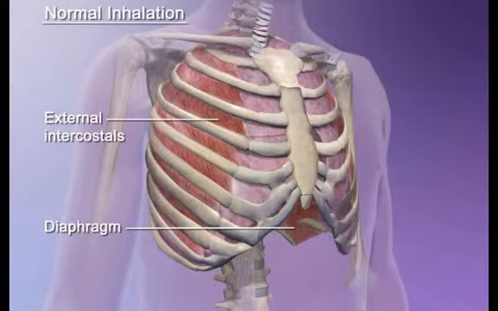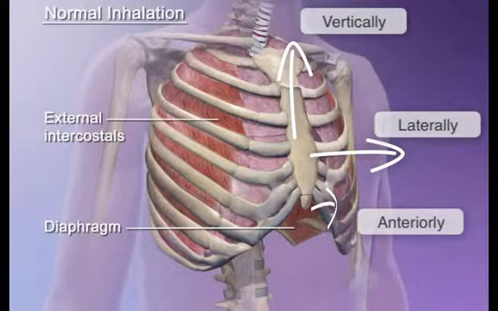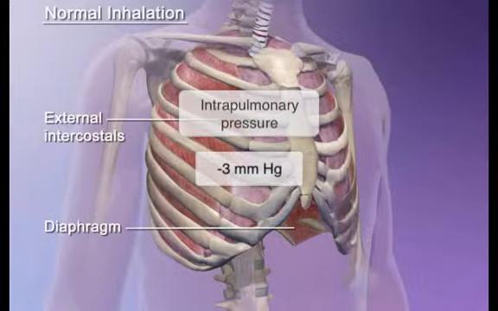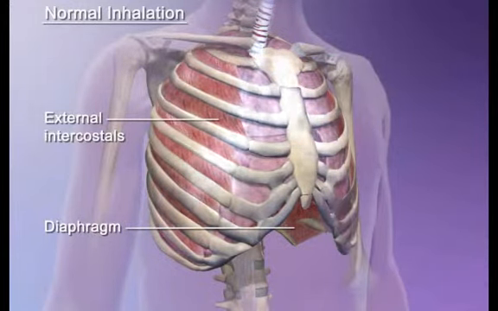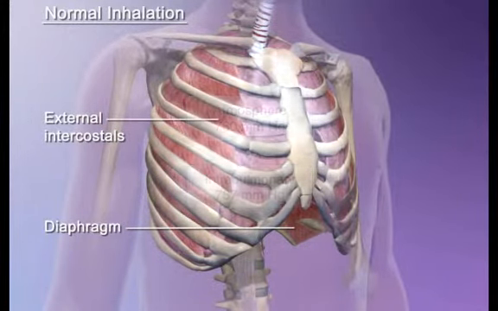Increasing the volume of the thoracic cavity, which expands laterally, vertically, and anteriorly, causes a decrease in the internal pressure, known as the interpulmonary pressure of the lungs. This decrease creates a pressure gradient as interpulmonary pressure drops to -3 millimeters of mercury below atmospheric pressure, causing air to flow into the lungs. The pressure gradient, 760 millimeters of mercury in the atmosphere to 757 millimeters of mercury in the alveoli, allows air to enter.